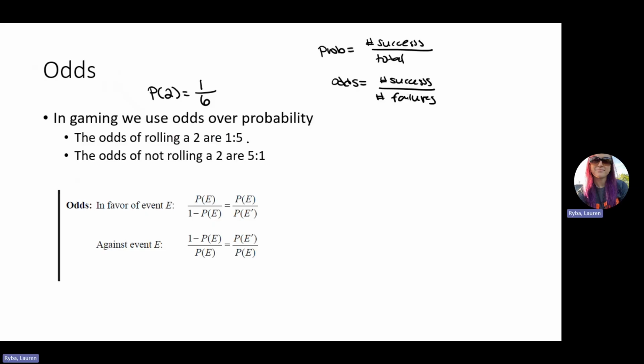Generally speaking, odds are written with the colon between them versus the fraction bar, but either one will still work. So odds of rolling a 2, there is one way to roll a 2, 5 ways not to roll a 2. The odds of not rolling a 2, well, there's 5 ways to not roll a 2 compared to one way that does roll a 2. So here's how we can work between them. If I have probability, I can go to odds. If I have odds, I can go back to probability.